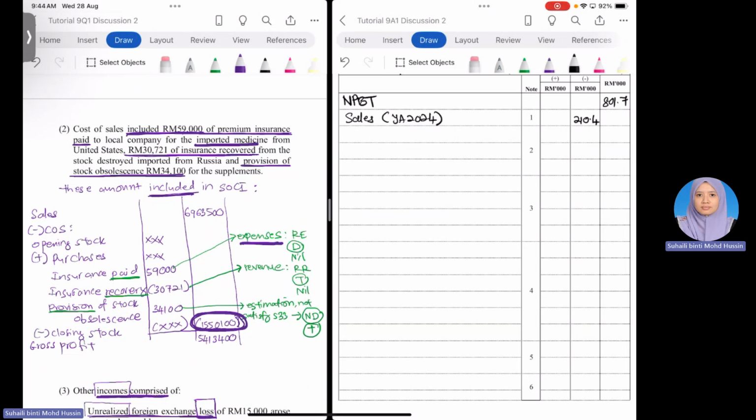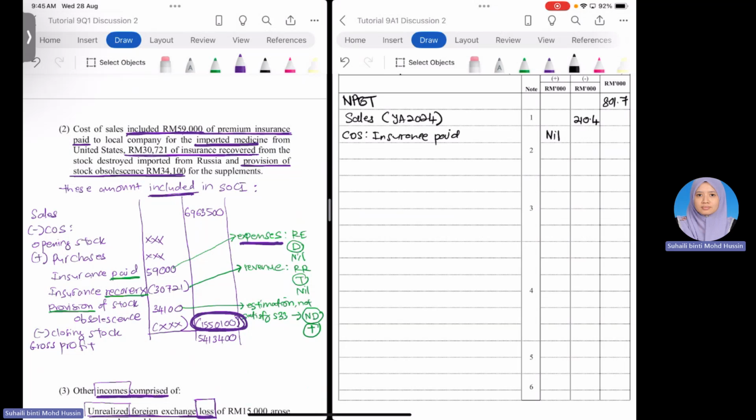So in the tax computation, for the cost of sale item, we have insurance paid. There is no adjustment needed, so we just record it as nil to show that no adjustment is needed. You already recorded it in the SOCI and the amount is already deducted in arriving at the net profit before taxation. If you make another adjustment, you deduct the expense 2 times. Now the expense is only a single deduction. That's why you record nil.